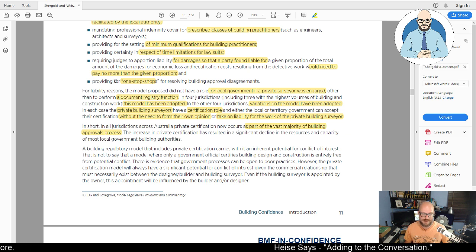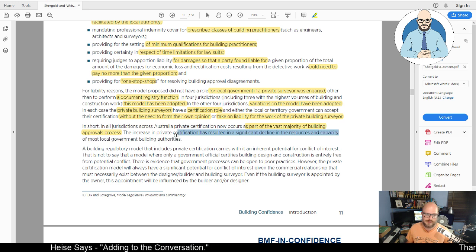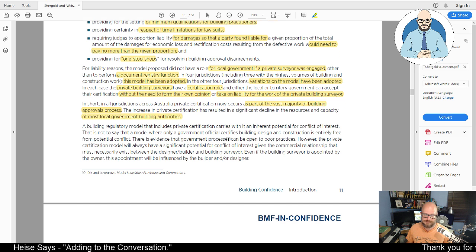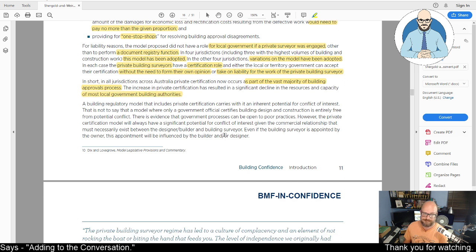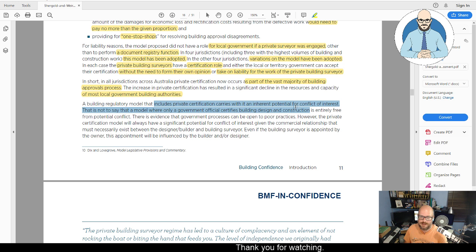Frankly, I'd be surprised if the councils even have them employed anymore in some areas. The increase in private certification has resulted in a significant decline in the resources and capacity of most local government building authorities. Well, exactly. A building regulatory model that includes private certification carries with it an inherent potential for conflict of interest, as I've been saying.